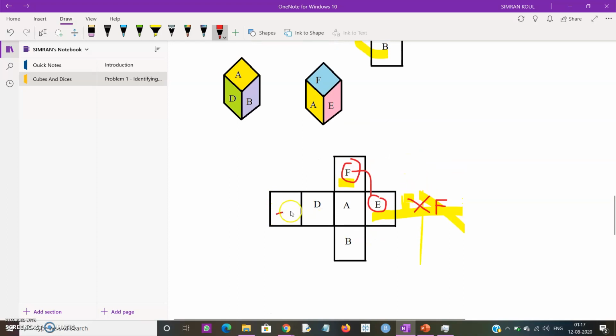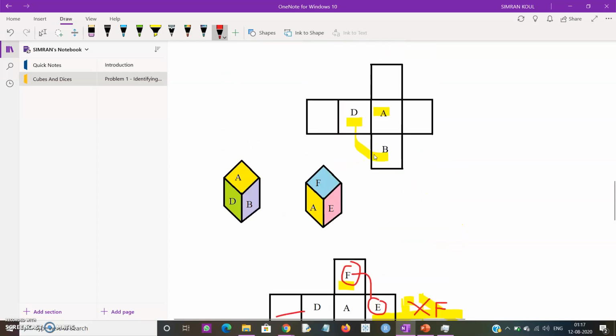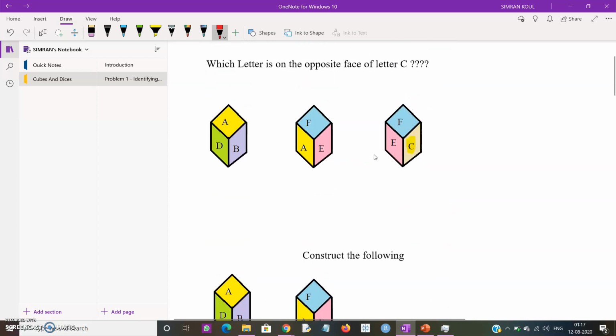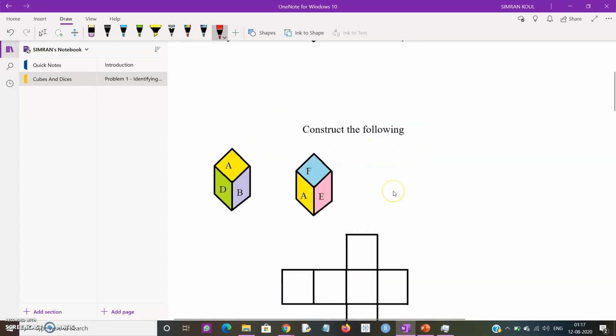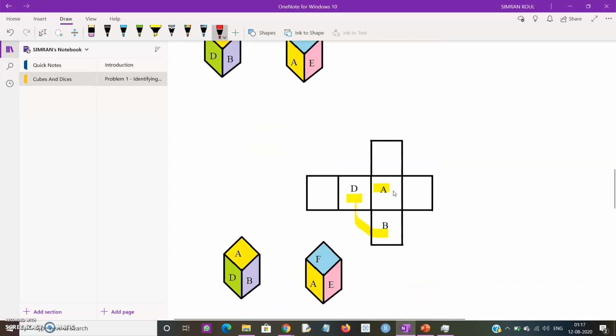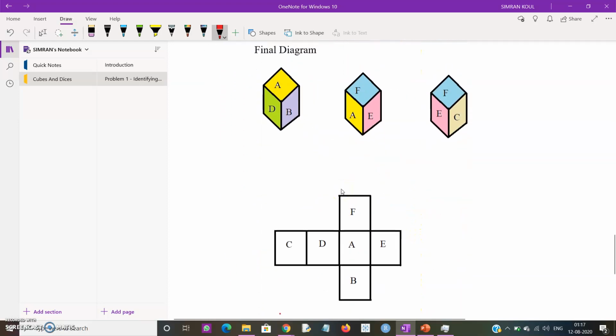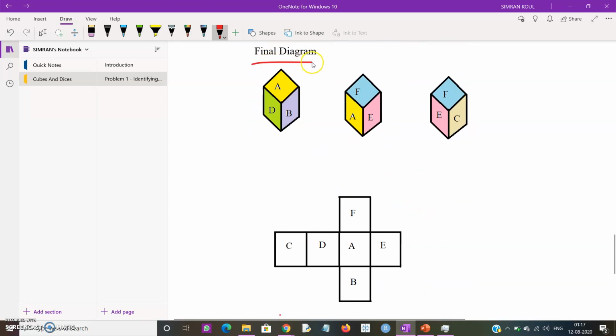We have only one position remaining. And if we look at the initial figure, we have only one face remaining, that is C. We have filled D and B, we have filled F and D, the same F and D. Only C remains and our figure is completed. So here I have filled C and this is my final diagram. The diagram is complete.